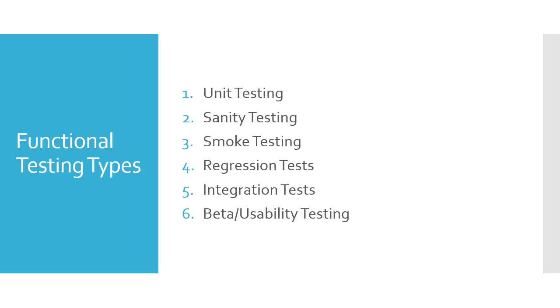Then sanity testing. This testing is to ensure that all the major and vital functionalities of the application or system are working correctly. This is generally done after a smoke test. Then smoke testing. This testing is done after each build is released to test to ensure build stability. It is also called build verification testing.